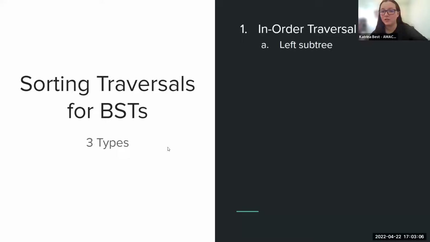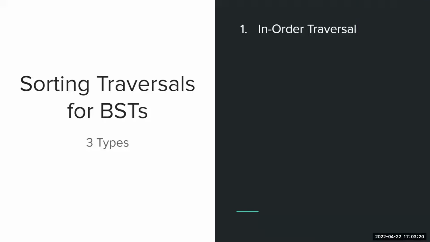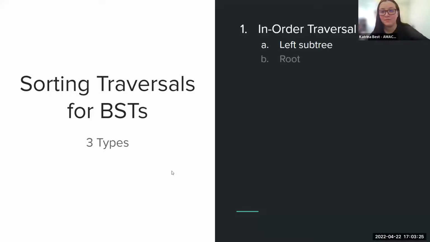So you got in order traversal. What are the different orders? Okay. So for in order, which ones do we want to go down? Left, root, right? Left node, center node, and right node. Perfect. Yeah. Okay. What about for pre-order?